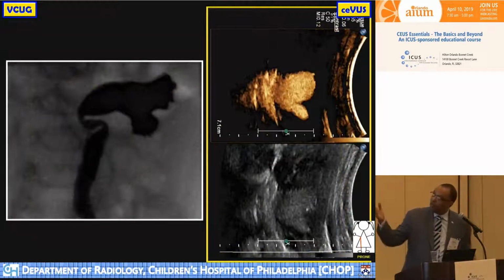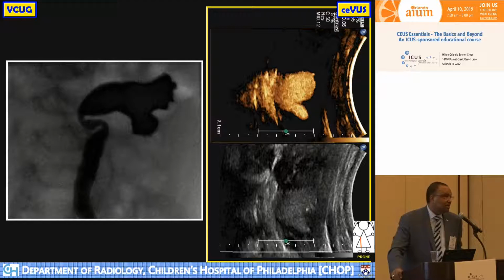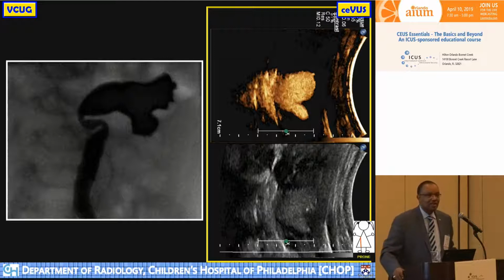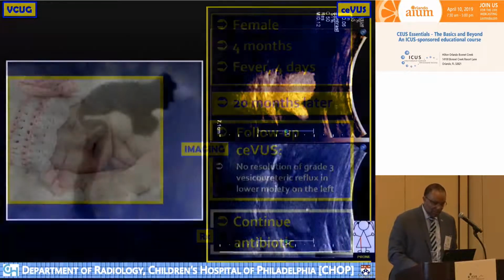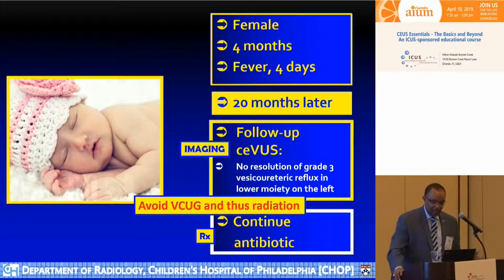And when you compare it, you just turn the ultrasound image with the previous outside VCUG, and you see you have the same result. It was a grade 3 reflux, same result. So the parents were unhappy that there was still reflux, but happy that they could avoid radiation. And the urologist was very happy that we found the same thing, so decided to put her on antibiotic prophylaxis, and as I mentioned, avoided VCUG and radiation.